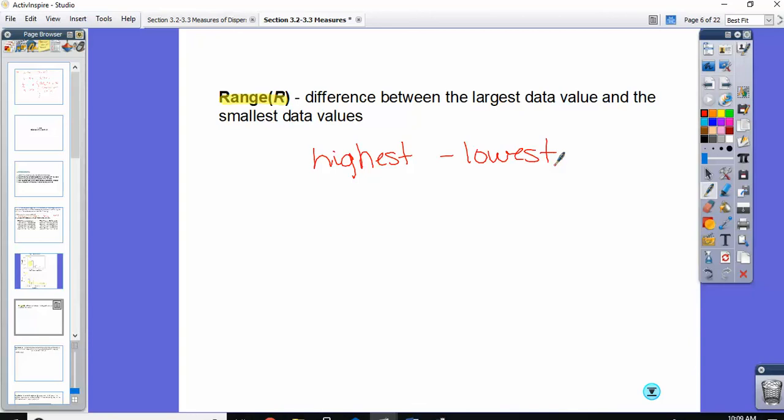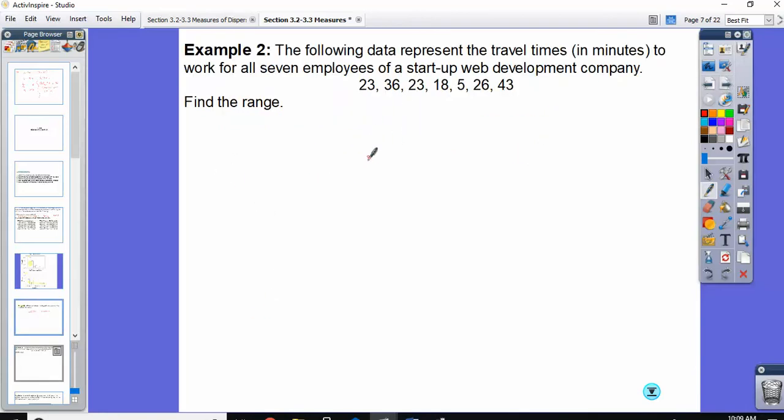Yesterday I used the example, we had 7 employees at a web company. If I went back to that data and said find the range, what's the highest point we saw there? 43. Minus the lowest. 5. And we get a range of 38. Okay, so that's telling us they're spread out by about 38 minutes.